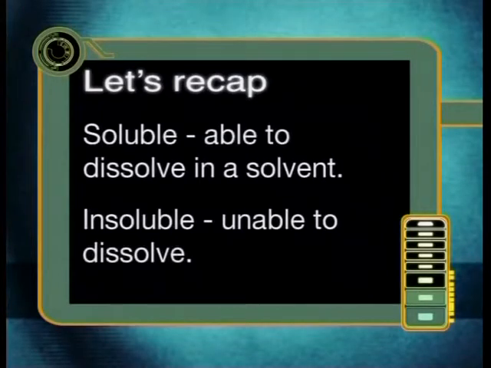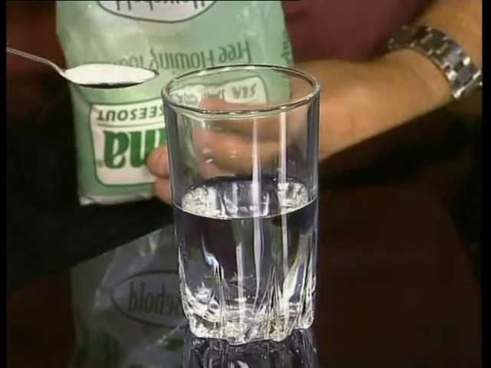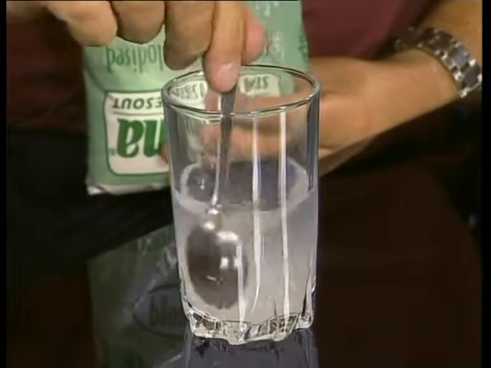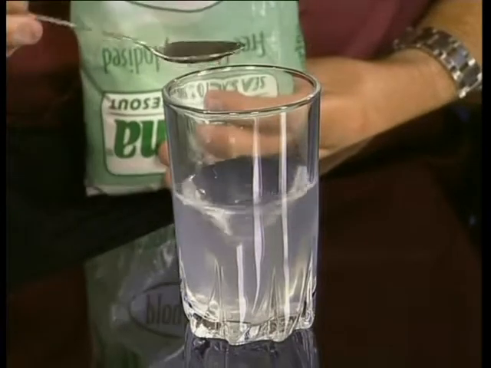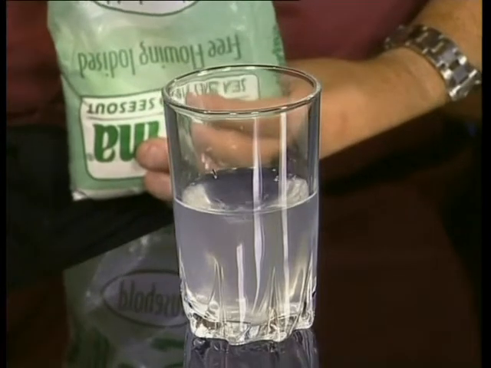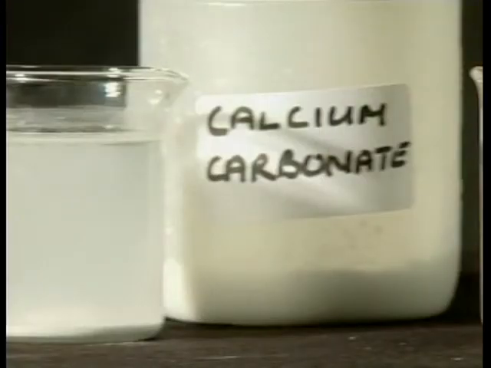Let's now recap some important terminology from our previous lessons. A substance is soluble if it is able to dissolve in a solvent, and insoluble if it is unable to dissolve. When sodium chloride is added to water, the solute dissolves in the solvent to form a solution. Sodium chloride is soluble in water. When calcium carbonate is added to water, it does not dissolve. Therefore, calcium carbonate is insoluble.